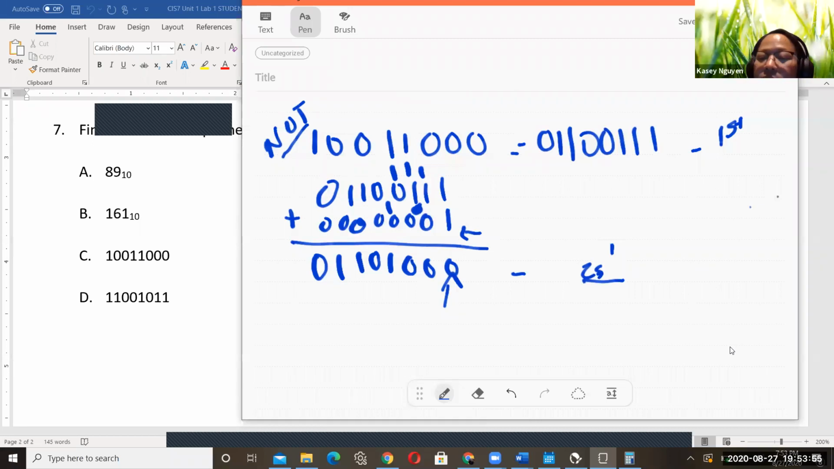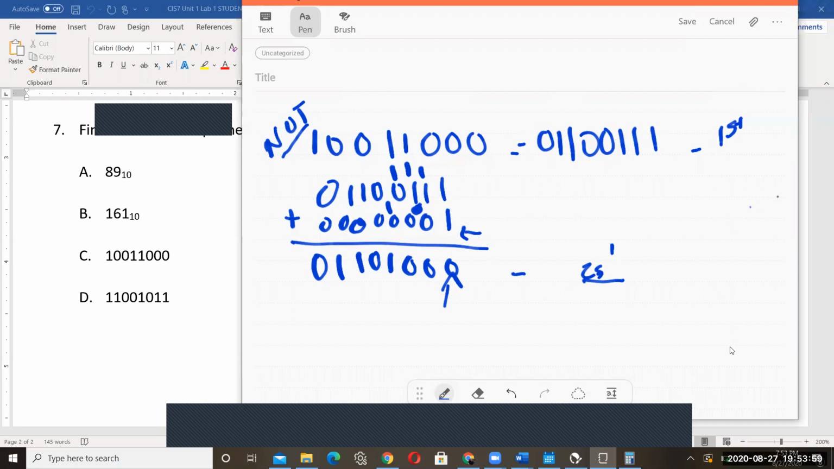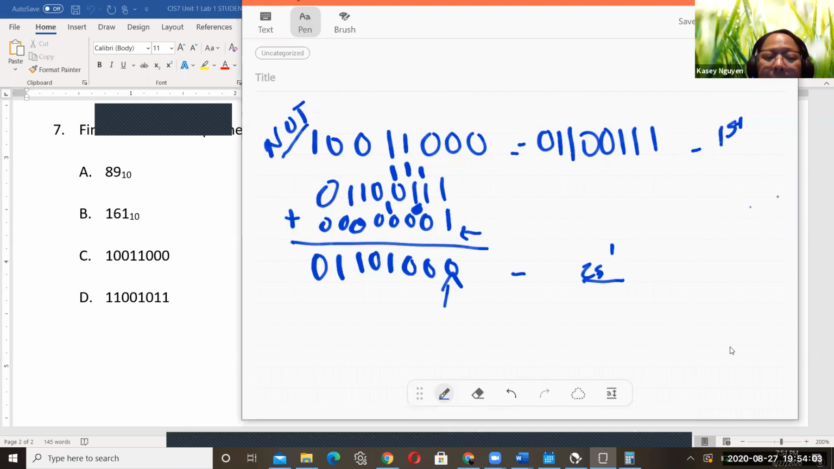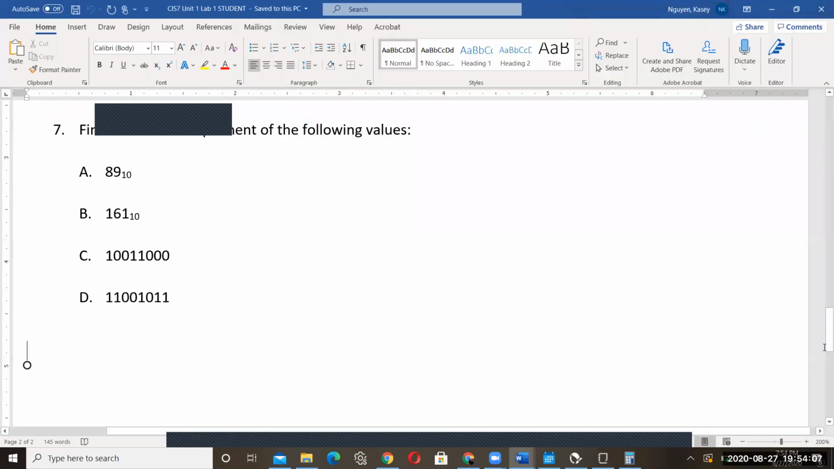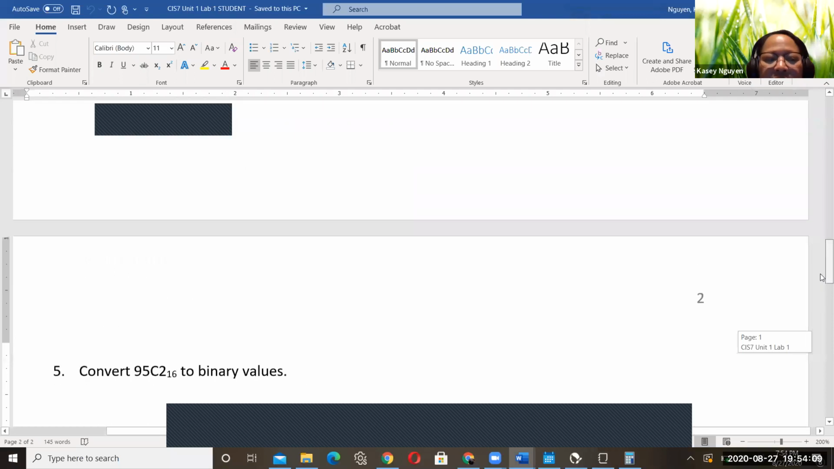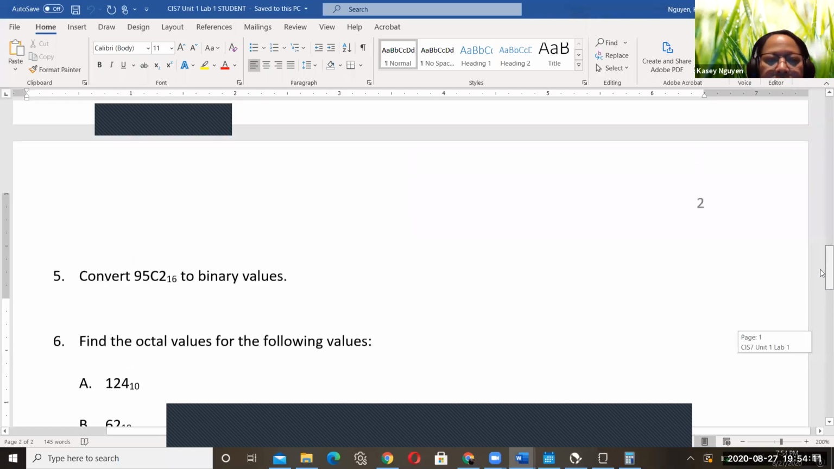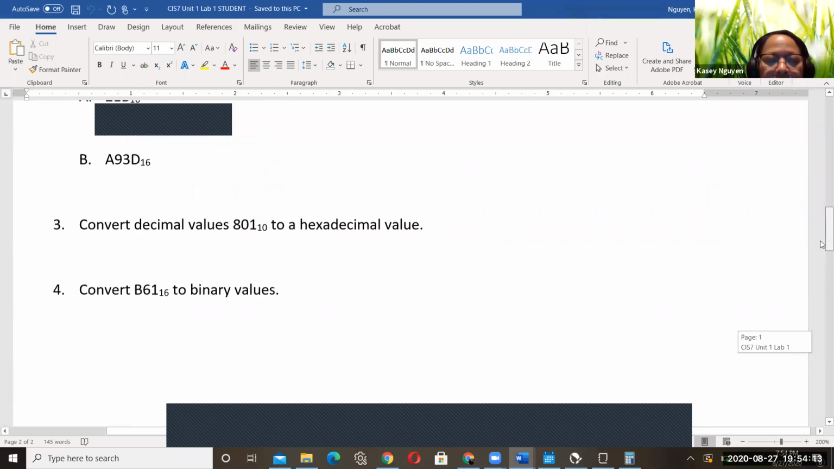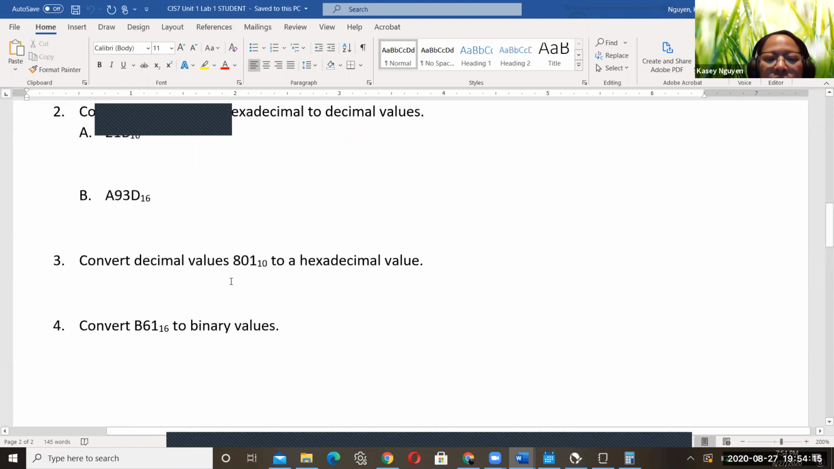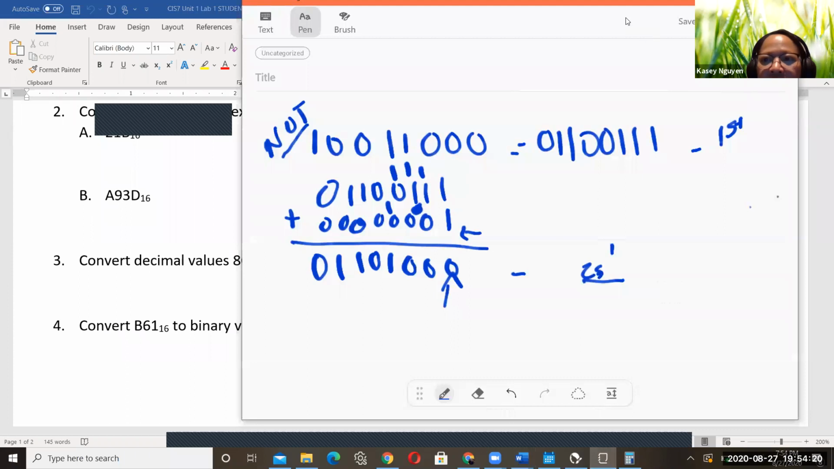Other questions? Professor, when we're converting the decimal value to hexadecimal, we should always be dividing by 16, correct? Yes, that's the division method that I showed. Yeah, for the 801 here. You always divide, and then the remainder, remember that it's of significance.